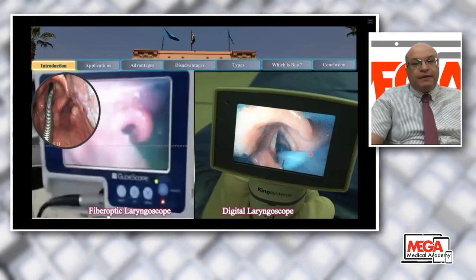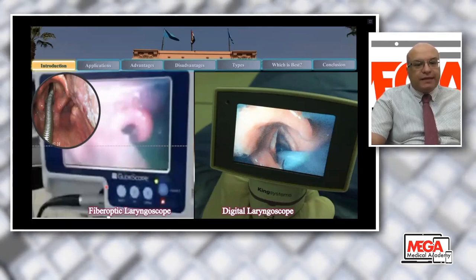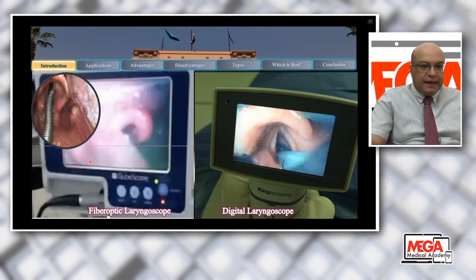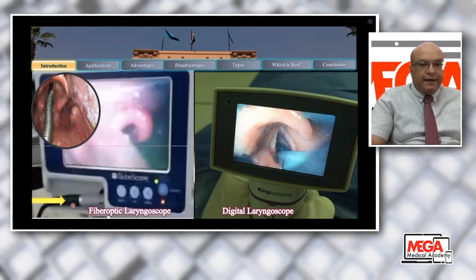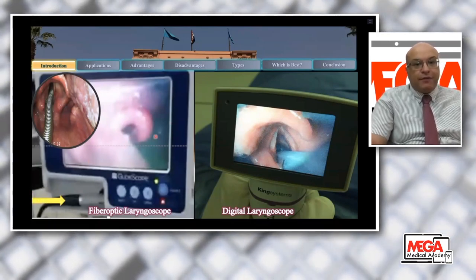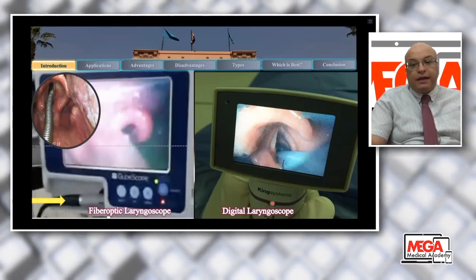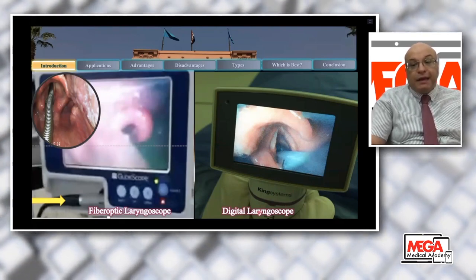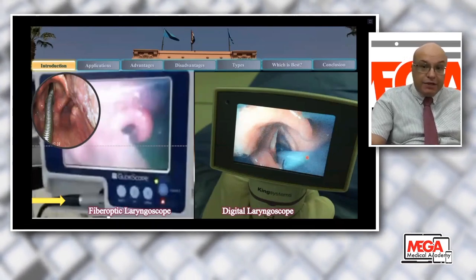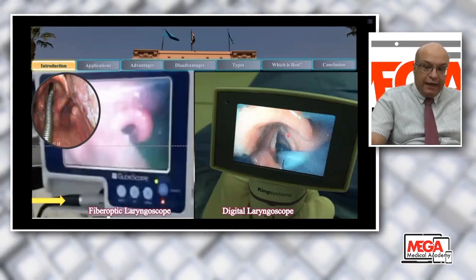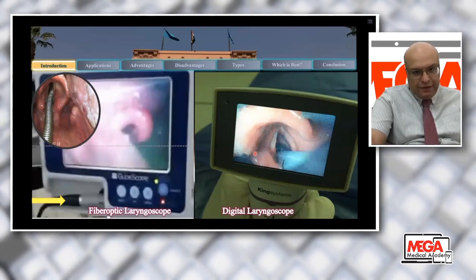However, there are two main types of video laryngoscopes. Either a fiber optic laryngoscope with a cable, as you can see here, connecting the image from the tip of the blade to a remote screen, or a digital laryngoscope with microchips transmitting the image also to a remote screen attached to the handle of the scope.